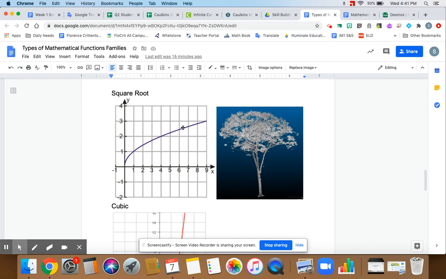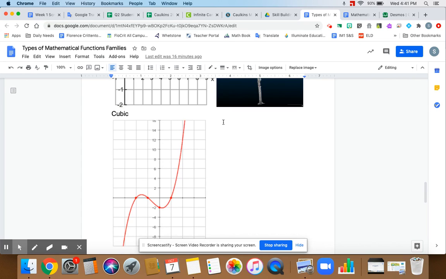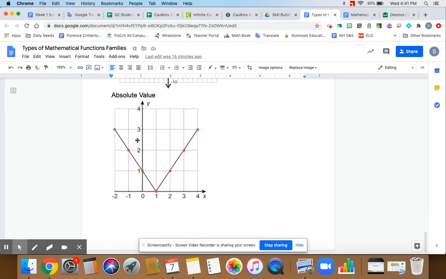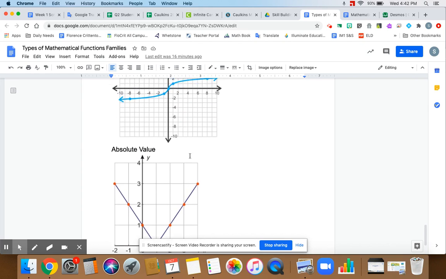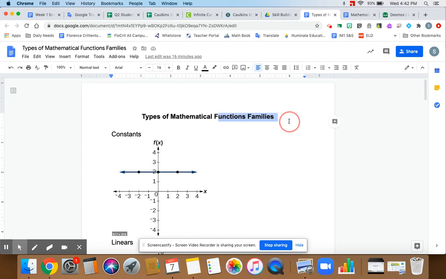It's kind of like curvy up on one side. Cubics look like this. Cube roots look like this. Absolute values look like little V's. They show up in like, think about sun rays and how like, if you were to draw a picture of the sun, the rays would look like little V's everywhere. And there's tons more. These are the main 7 we're going to focus on in high school. But there's tons of other function families out there that make different shapes.